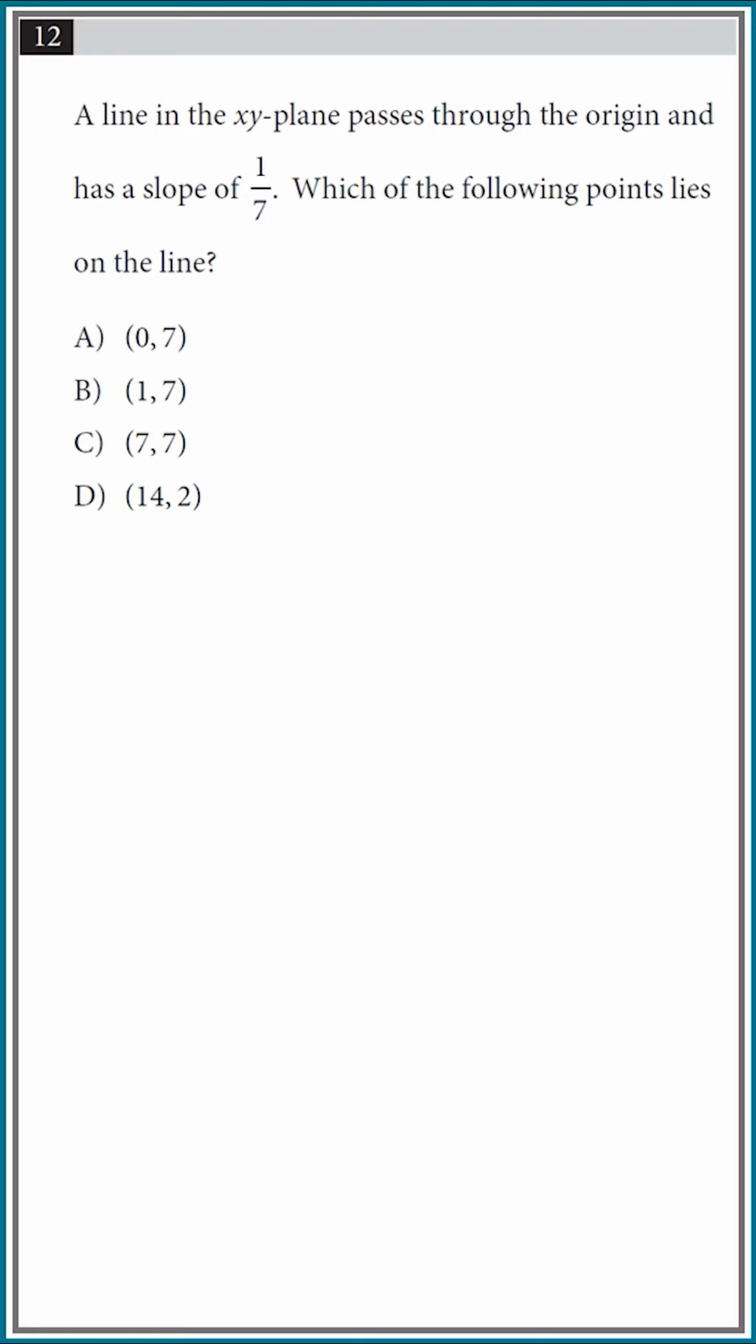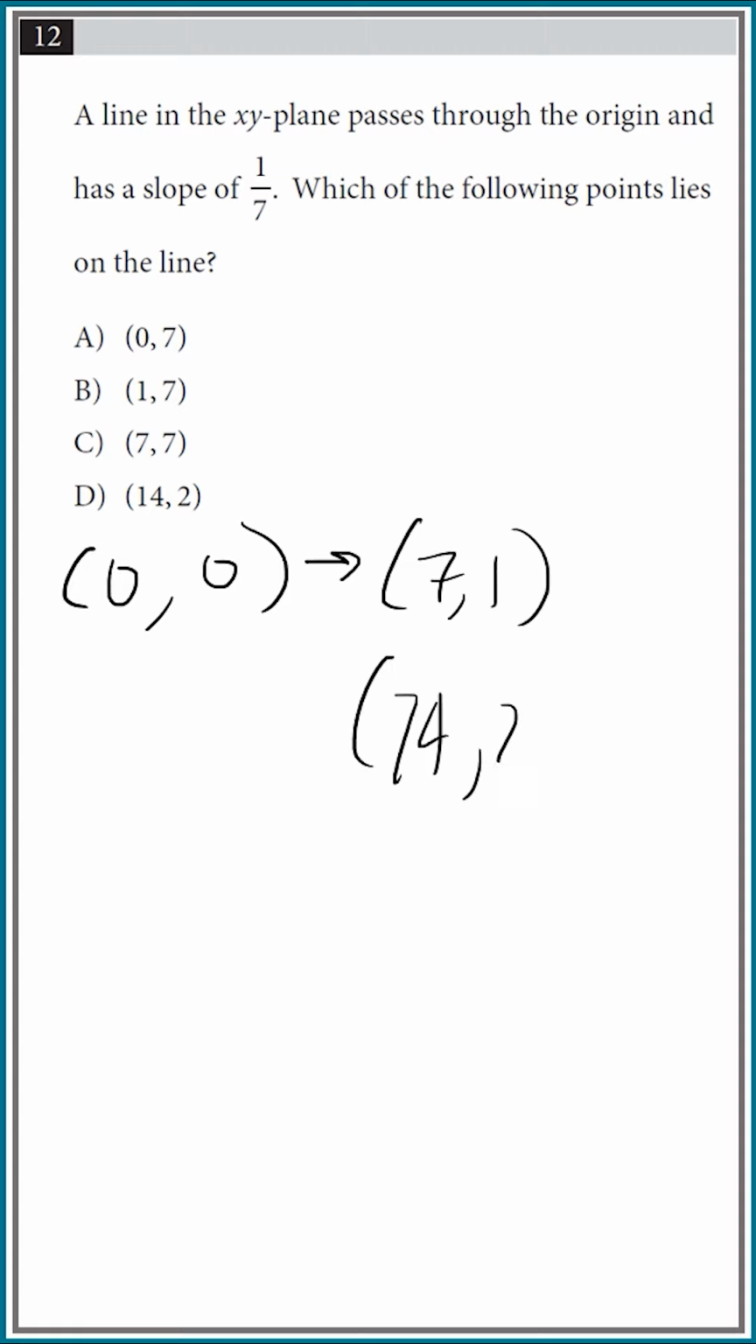We'll start by noting that since the line passes through the origin, it has to go through 0, 0. Now, noting that the slope is 1/7, this means that every time y increases by 1, x has to increase by 7. So we can write some of the following points that are on the line, namely 7, 1 and 14, 2. This means that the answer to this problem has to be option D.